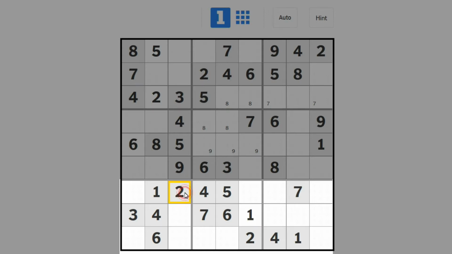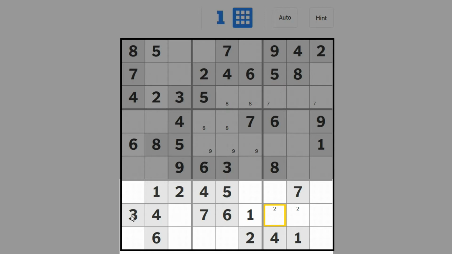Number 2 appears here in this block, the 7th block. It appears here in the 8th block, so it must appear in the 9th block, and it can be in the middle row, right? Because the top row already has a 2. The bottom row has a 2, so the middle row needs a 2. In this block in the middle row, we can eliminate only this cell because in this column there's a 2. So let's put this in candidate mode and put a 2 in this block, and put a 2 in this cell, and put a 2 in this cell.